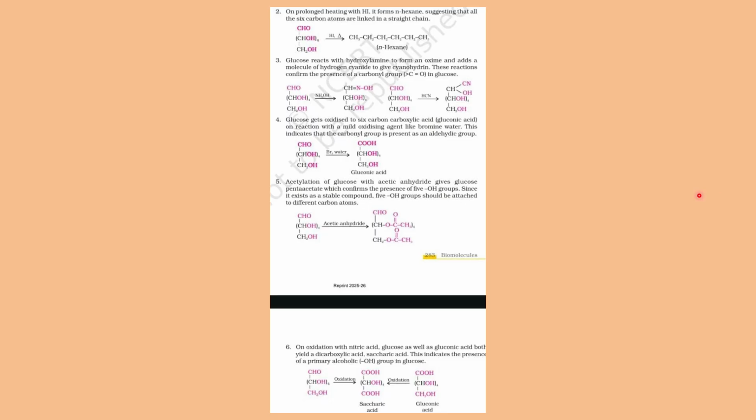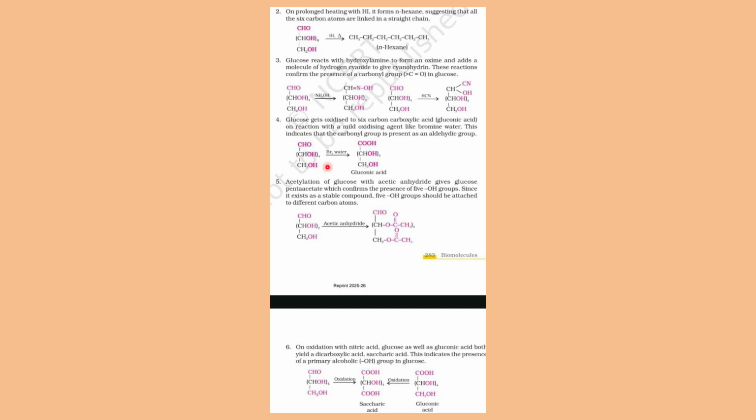The first reaction is that whenever a glucose molecule is heated with hydrogen iodide, it produces n-hexane. The second reaction is when a glucose molecule is heated with hydroxylamine, it produces an oxime. You can see CHO is being converted into CH double bond N single bond OH. If we undergo the reaction of glucose with HCN, it produces cyanohydrin. You can see all the changes taking place in glucose are at the first carbon.